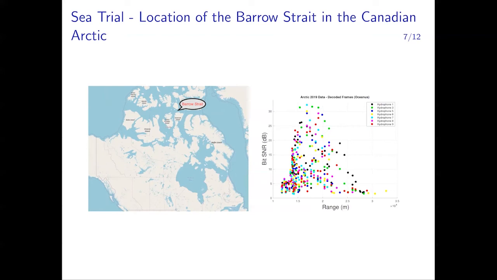Despite that, we have been able to achieve quite good results for the 2 minute mode. So on the right, we have a graph that plots the range in meters, and the y-axis plots the bit SNR, and each point in color represents a frame that has been successfully received. And we have been able to demonstrate that we can communicate effectively across distances slightly above 30 kilometers. So we were quite happy with the results.